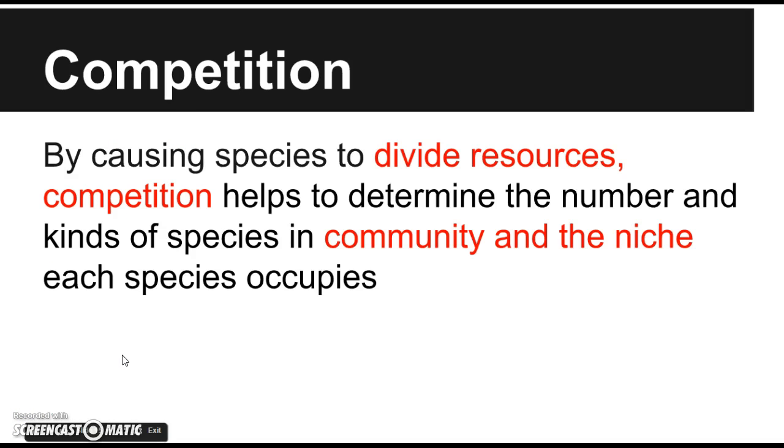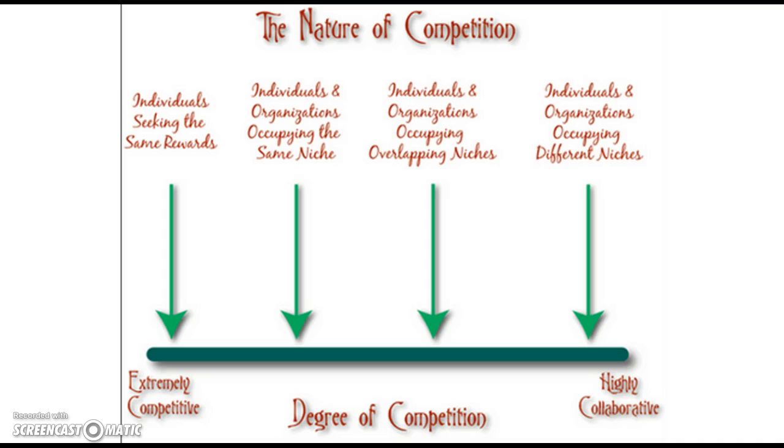Okay, now of course, not everything is all just fine and dandy in ecosystems. You do have to have competition, right? So by causing species to divide resources, competition helps to determine the number and kinds of species in a community and the niche each species occupies. I'll give you just a minute to make sure you get those words written down. Then you can come back and look at this nature of competition a little bit later. This is more of a diagram that I just want you to take some time looking at yourself a little later, okay?